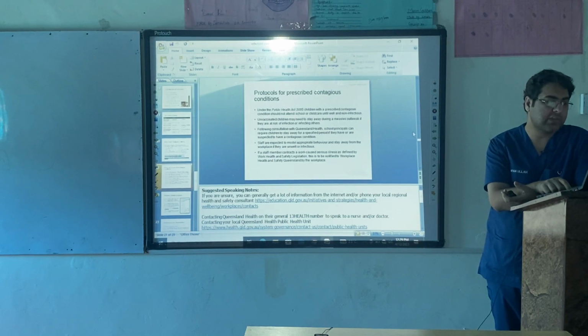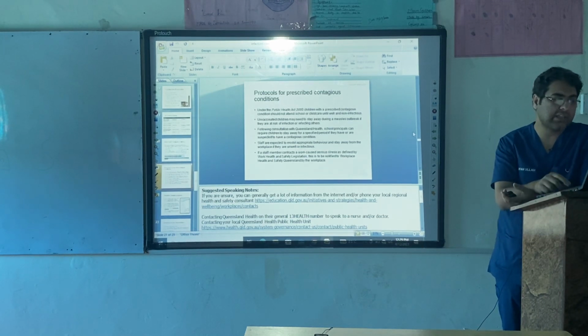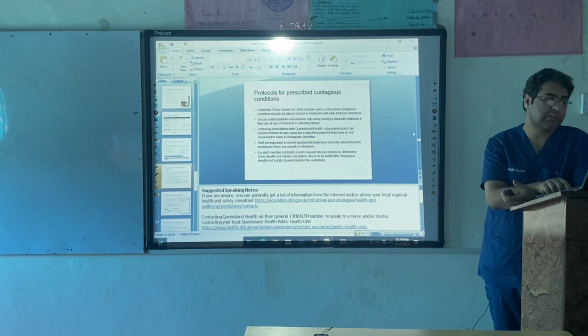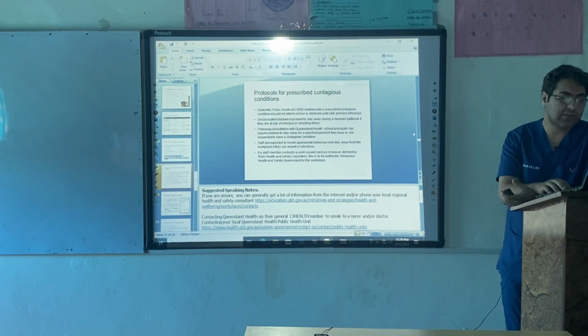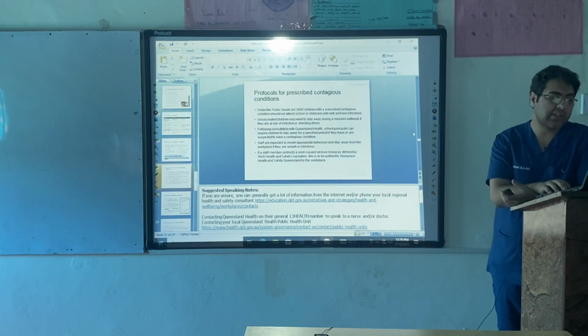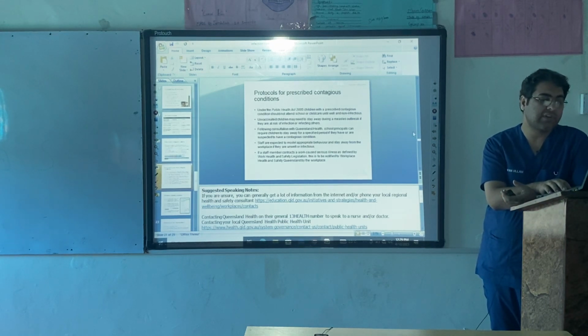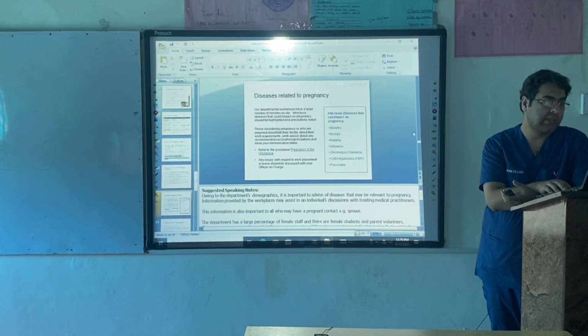So, the protocol for prescribed contagious conditions, including the Health Act 2005: children with a prescribed condition should not attend school or health care until well and non-infectious. Unvaccinated people may need to stay away during a measles outbreak if they are at risk of infection or infecting others. If a staff member contracts a work-caused serious illness as defined by work health and safety legislation, this is to be notified to workplace health and safety of the department.